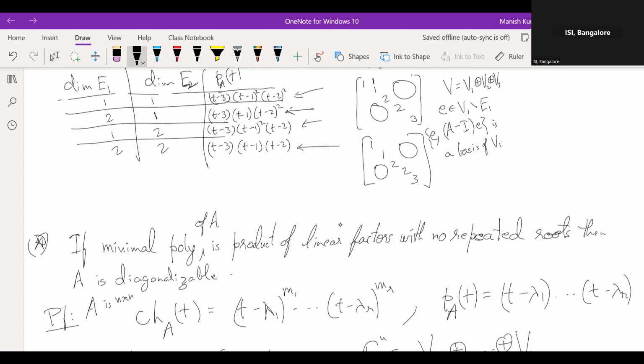So maybe I'll write converse. The converse is easier, it's trivial. The non-trivial part is, of course, if it is diagonalizable, then the minimal polynomial is a product of linear factors, which is just an observation. And the converse is also true and is trivial.